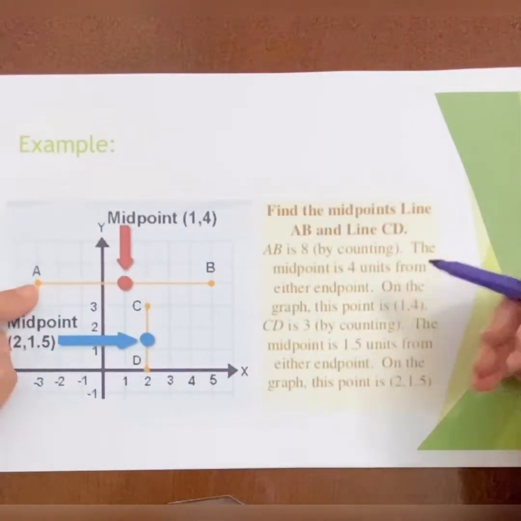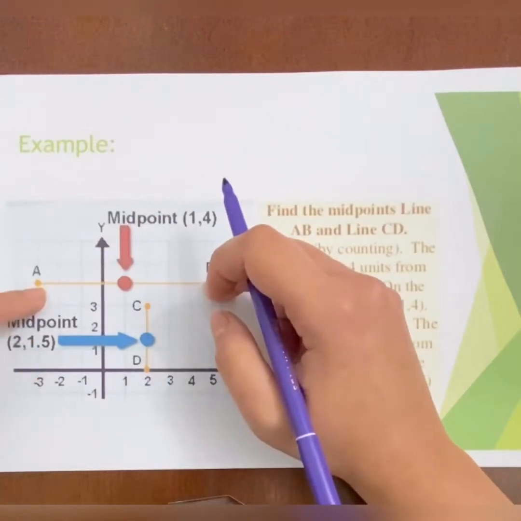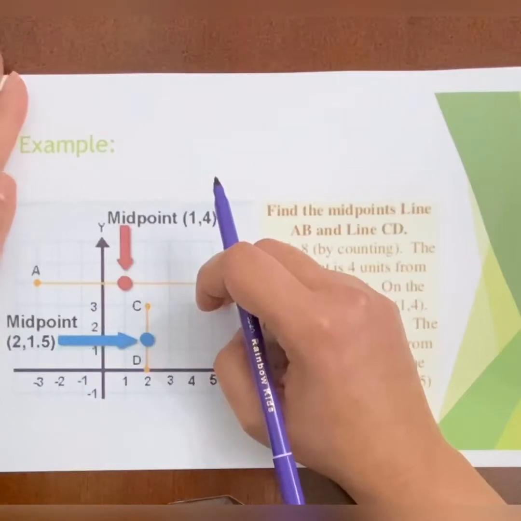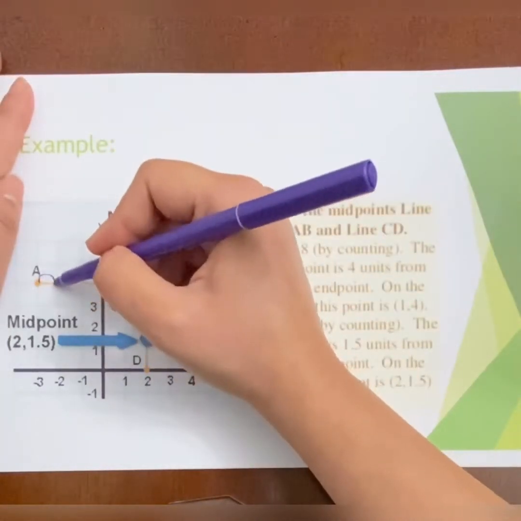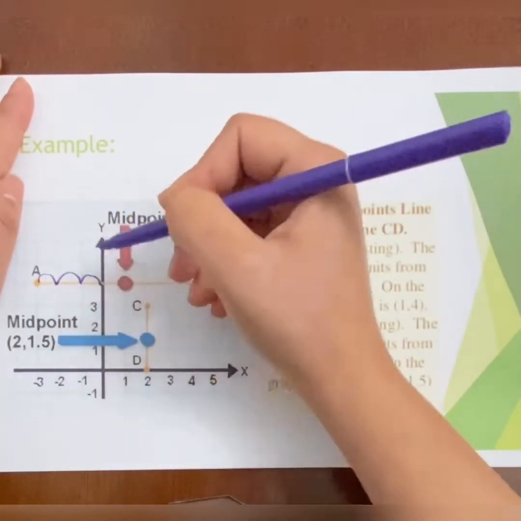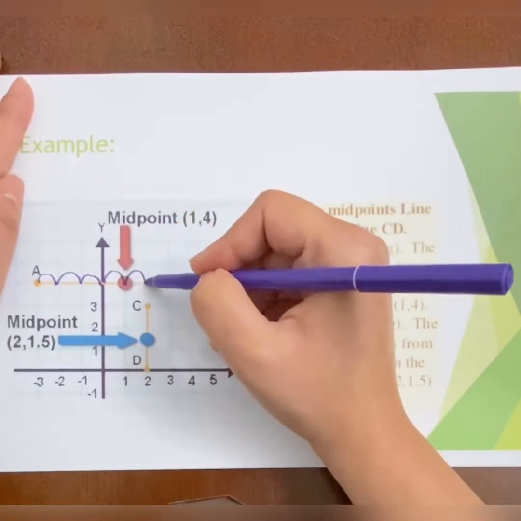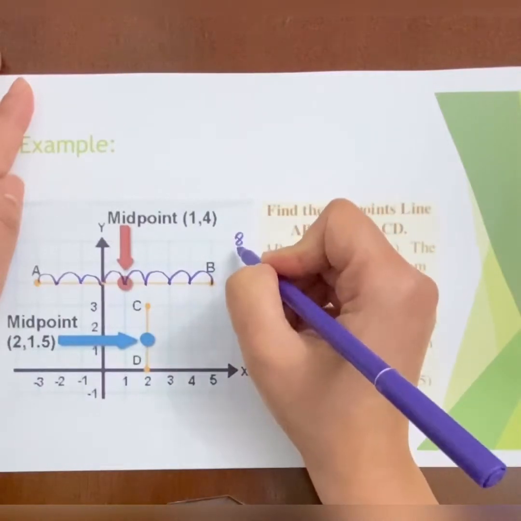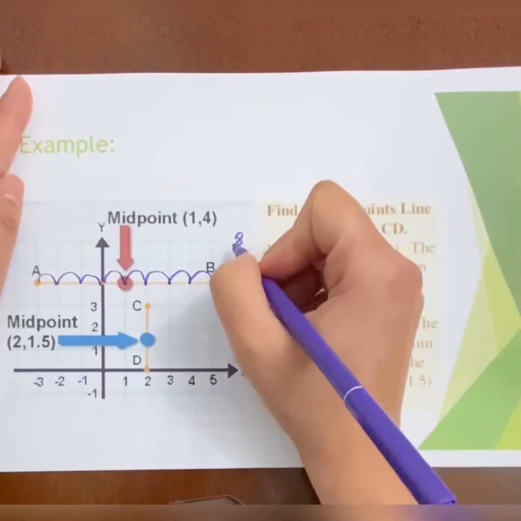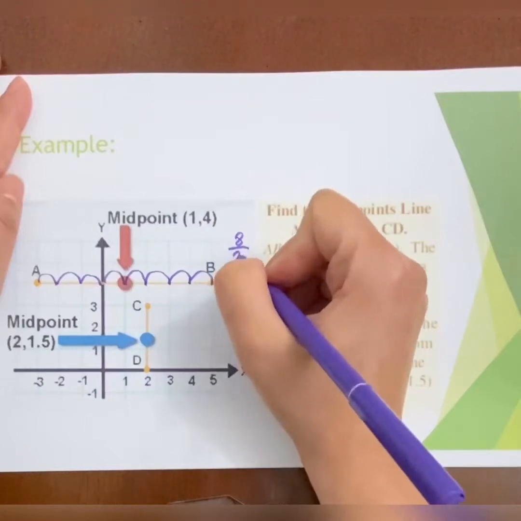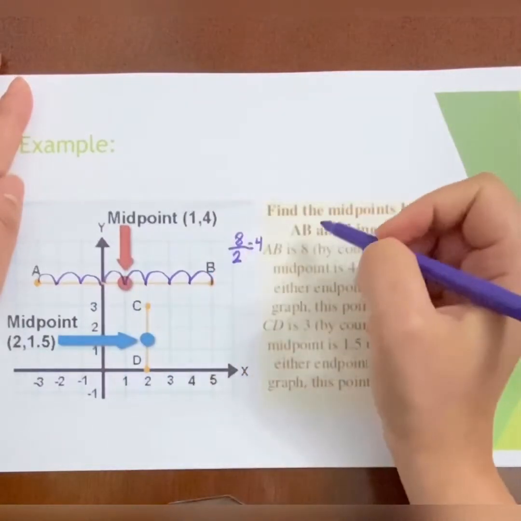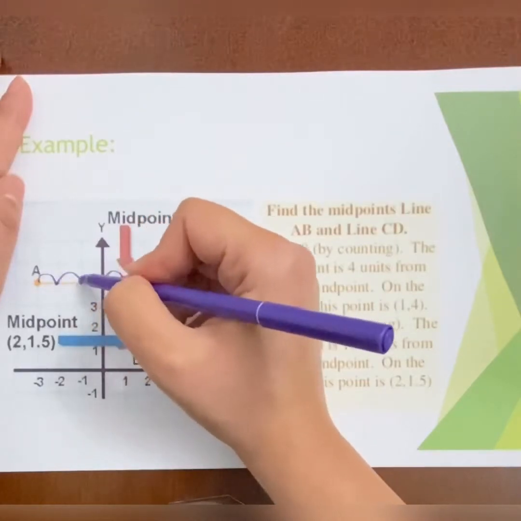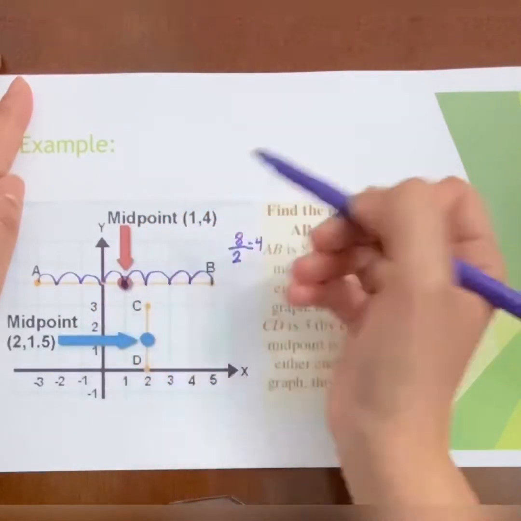In the horizontal line segment AB, this is an endpoint and this is an endpoint. How do we find the midpoint? We just count the squares. 1, 2, 3, 4, 5, 6, 7, 8. So we know that the length of the line is 8. You divide it by 2, it equals 4. So you will find the midpoint after 4 steps. 1, 2, 3, 4. Here is the midpoint.